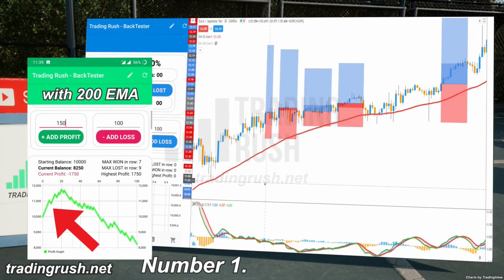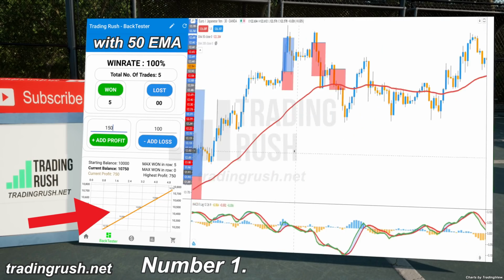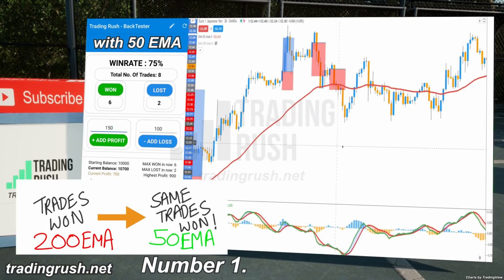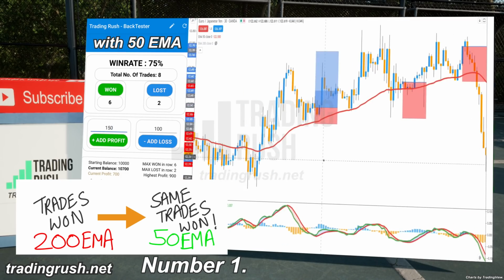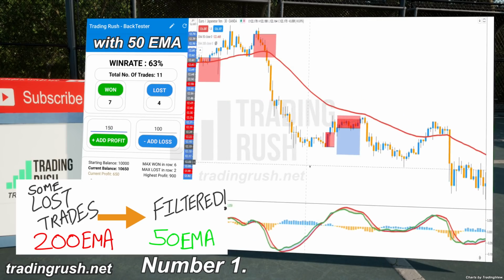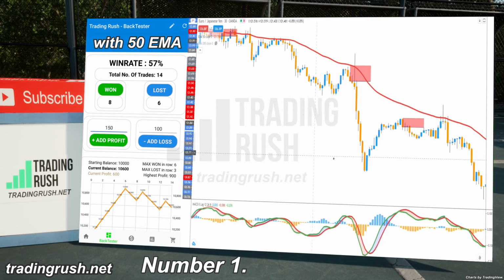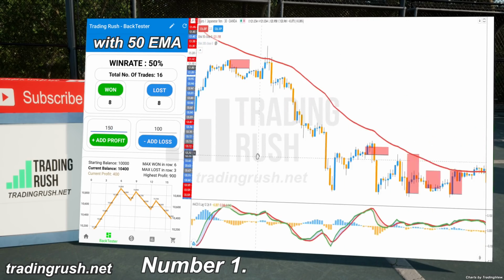Number 1. Just like last time, the profit graph at the start went in the upward direction. That's because the trades that were won last time made a profit this time as well. But when the trend got weaker, some of the trades that were lost last time were filtered by the 50 period moving average. Now one might think that the 50 EMA is better, but hold that thought.